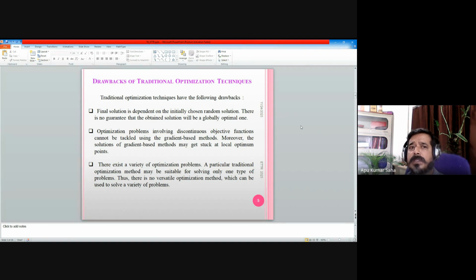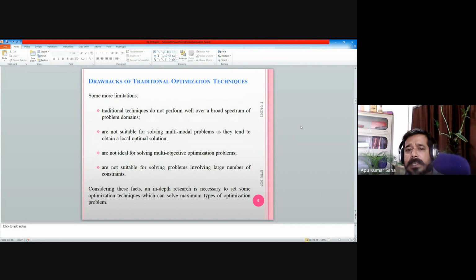Next, there are a variety of optimization problems, and the methods are problem dependent. For a particular kind of problem, you have to use one method; for another kind of problem, you have to use another method. So there is no versatile optimization method among traditional methods. You have to choose the method based on the problem you are encountering. That is a huge problem. Traditional techniques do not perform well over a broad spectrum of problem domains. The same type of problem you can solve by one method, but if you change the problem type, you need another method to solve it.